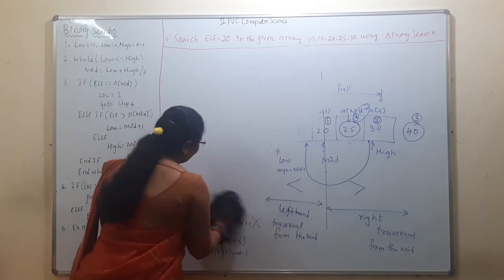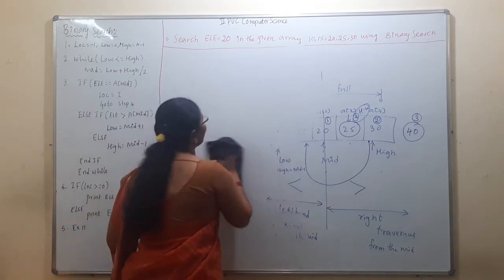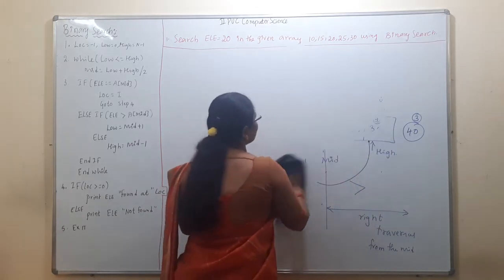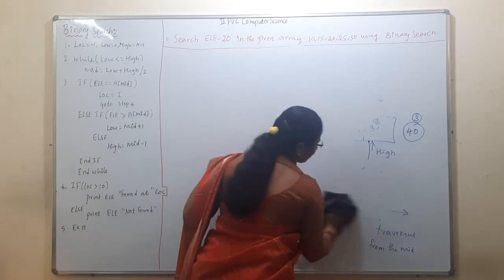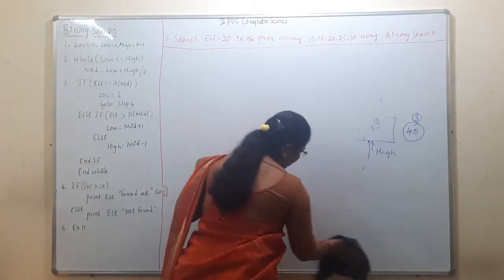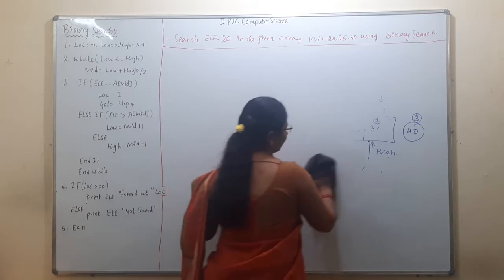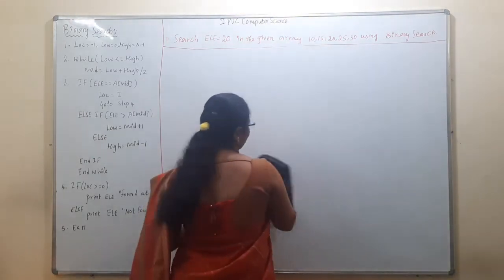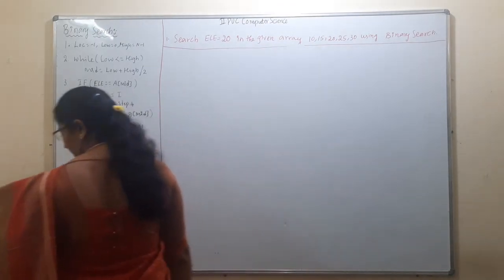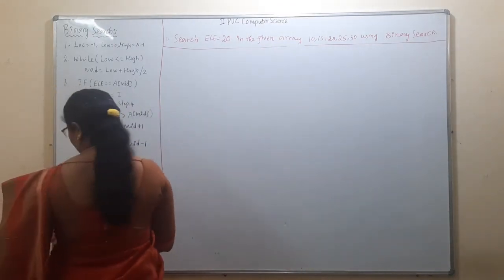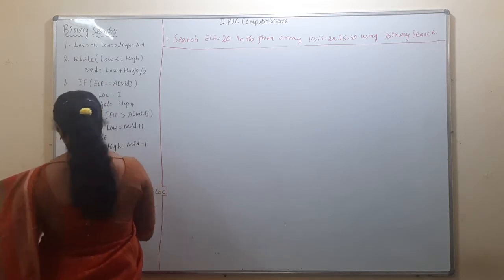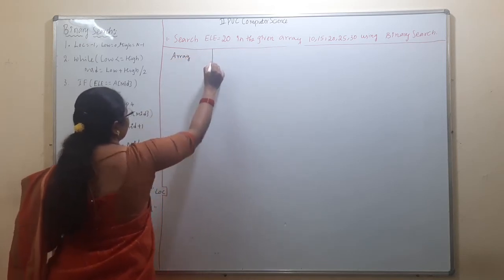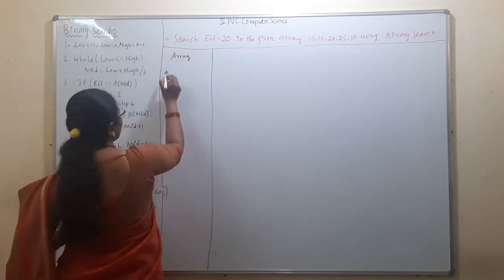Then, now read the question. Search element 20. That means my searching element is 20. In the given array 10, 15, 20, 25, 30 using binary search. If it is a binary search, then you should apply the conditions properly. Okay. So first, the given array. What is the given array? You just copy down the given array.